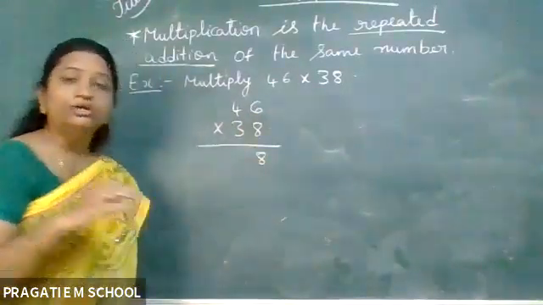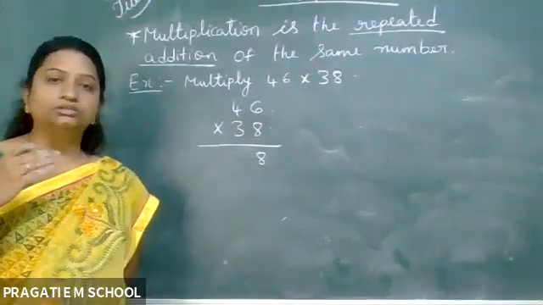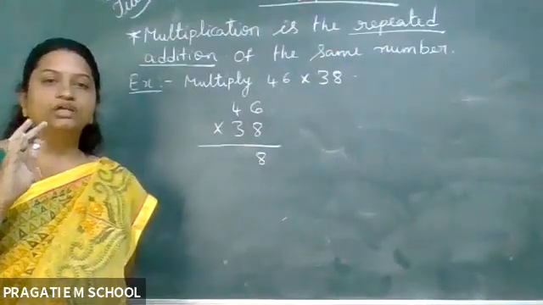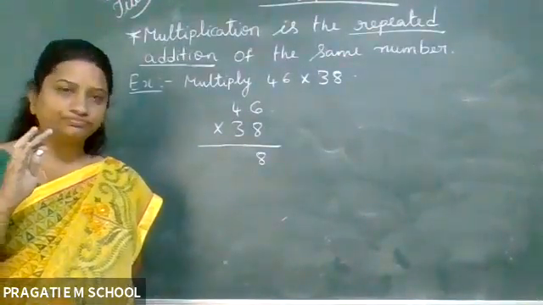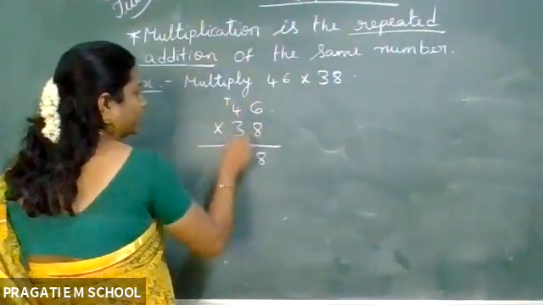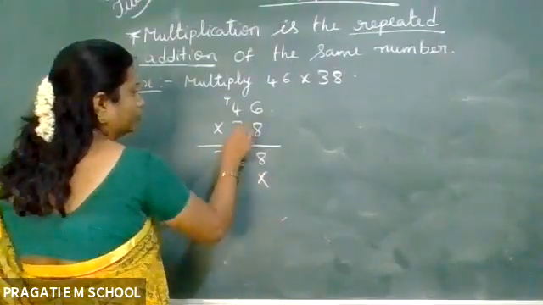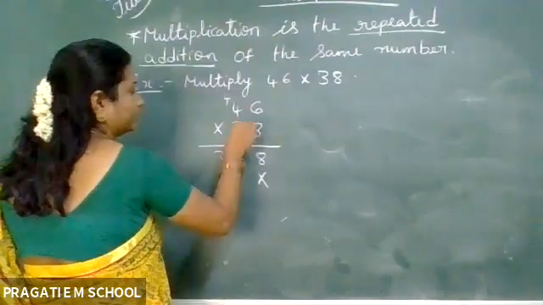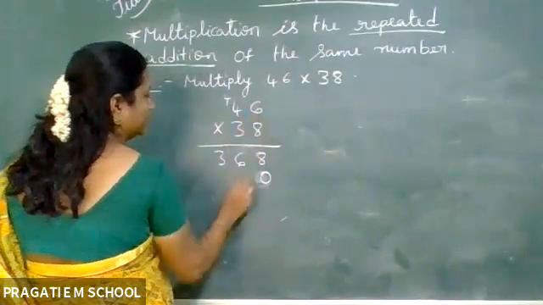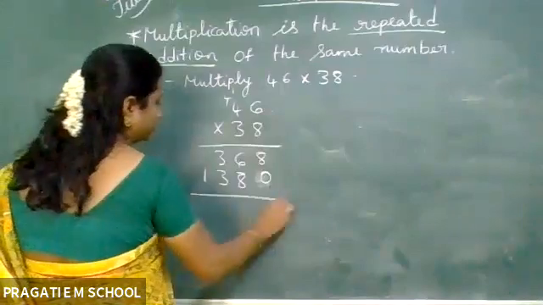Children, before doing the multiplications, you should be perfectly aware of tables. First of all, everyone should be aware of tables, children. Fine? Yes, children? So we have 8 sixes are 48, 4 carry, 8 fours are 32, plus 4 we have 36, and now we are going to multiply by 3. So in the place of 30, we are going to multiply. So 0 we have, 3 sixes are 18, 3 fours are 12, 12 plus 1 we have 13.